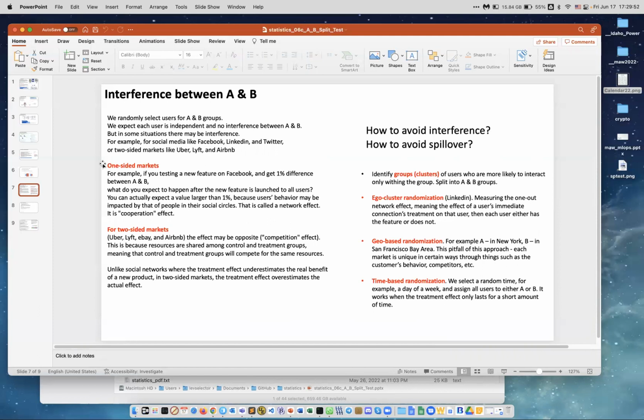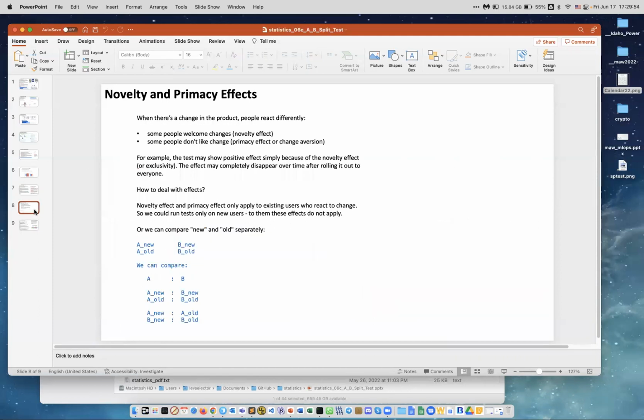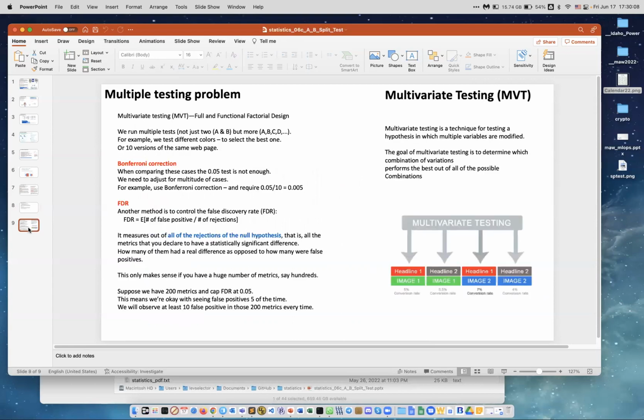Okay, so it's a science. Novelty and primacy effects: when there is a change in the product, people react differently. Some people welcome changes, and some people don't like the changes. Okay. Multiple testing problem, multivariate testing, where we run multiple tests. So this is the Bonferroni effect. We spoke about it before.